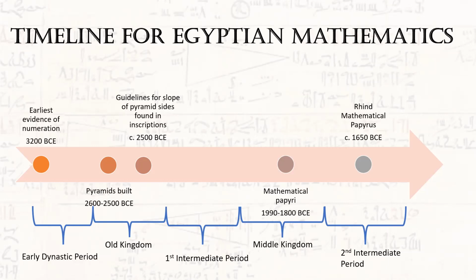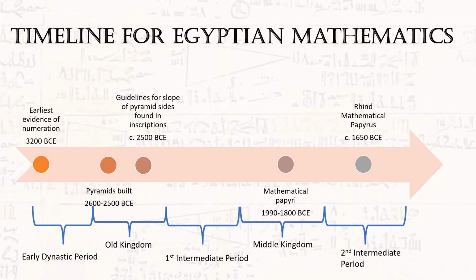We found around 2500 BC, there are some guidelines for the slope of pyramid sides. We know that the ancient Egyptians had the concept of slope. It's the reciprocal of our concept of slope, because we use slope as rise over run. They did slope as run over rise.